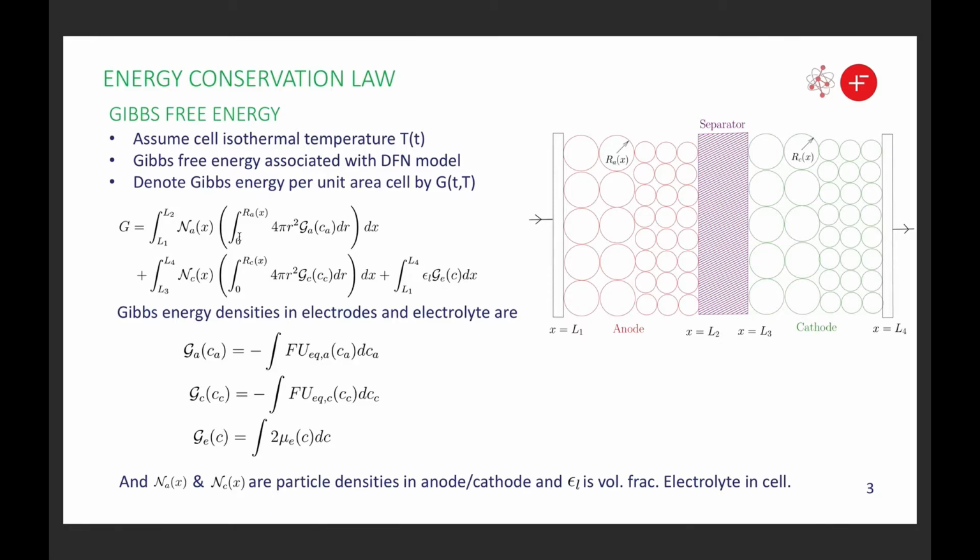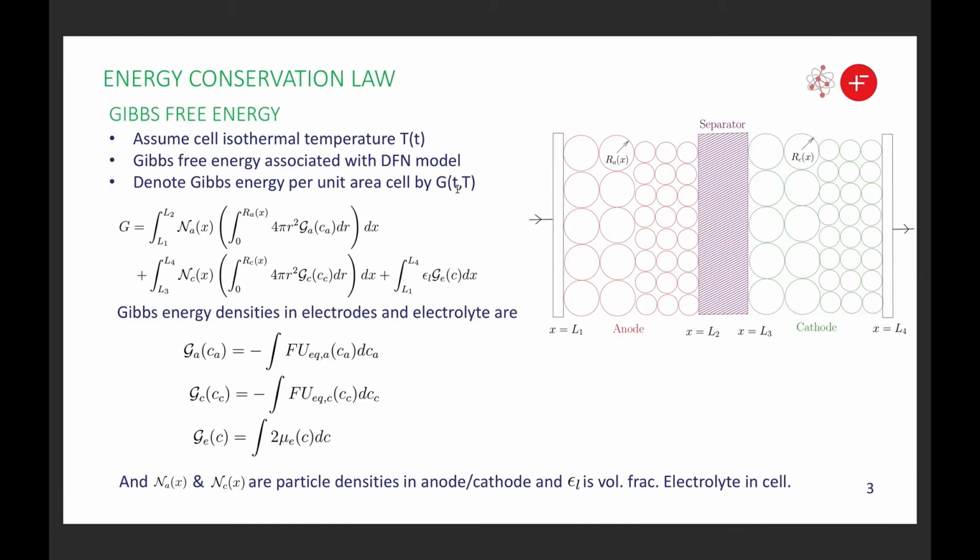So here, if I look at the first term, what you're doing here is integrating an energy density, which is curly GA, over the volume of the particle, and then summing all the particles in the electrode. This second integral in X sums all the particles in the electrode, and it gives you the Gibbs free energy per unit area of the cell.